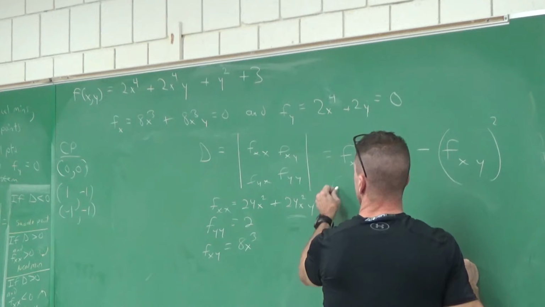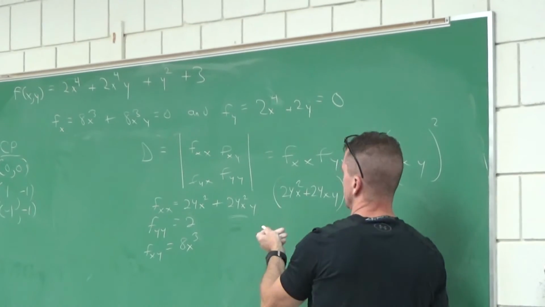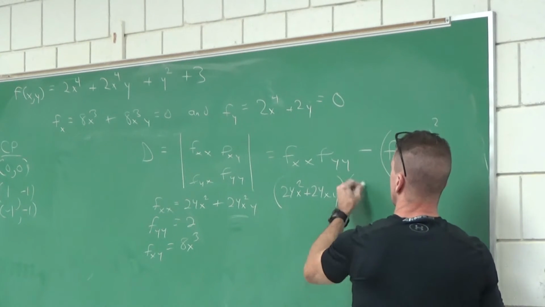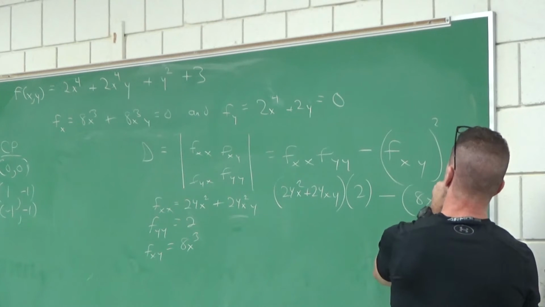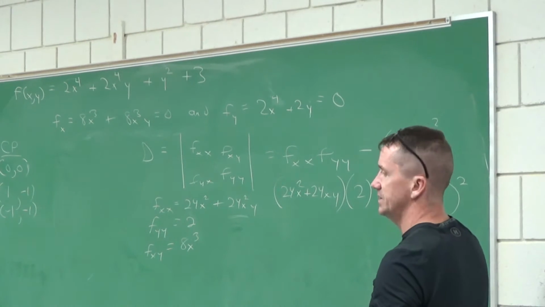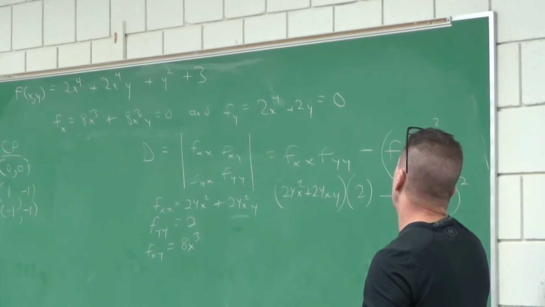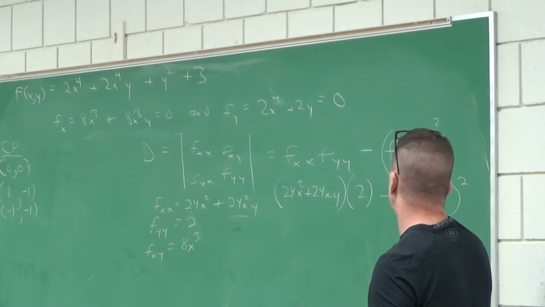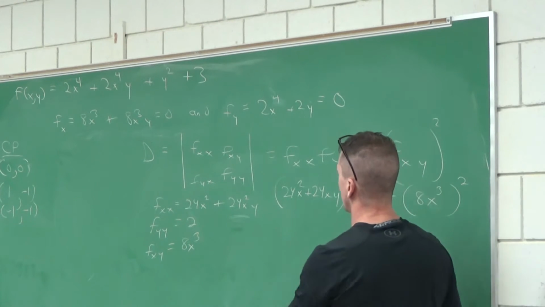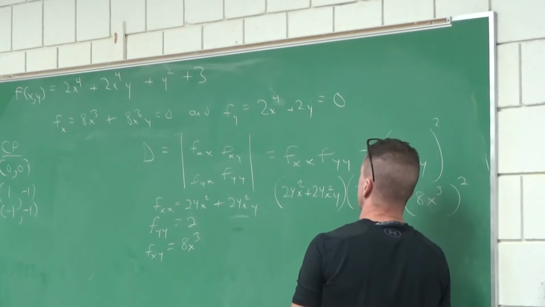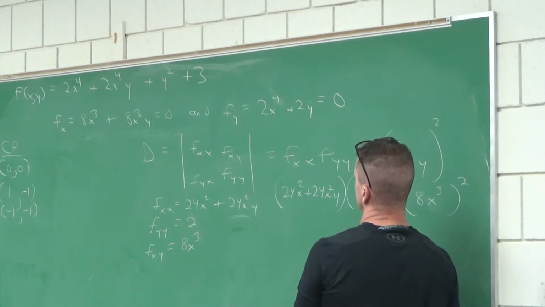Let me write this out. You got 24x squared plus 24xy, you need a factor there, times 2, subtract 8x cubed, and then you got to raise it to the second power. You can leave it like that, because all we're doing is plugging in numbers. Alright, what happens when I plug in a 0 and a 0? Isn't it 24x squared y? If I plug in 0 and 0, what do you get out of this? 0.